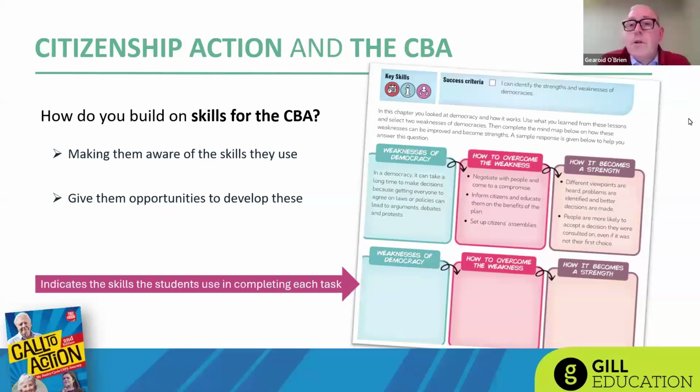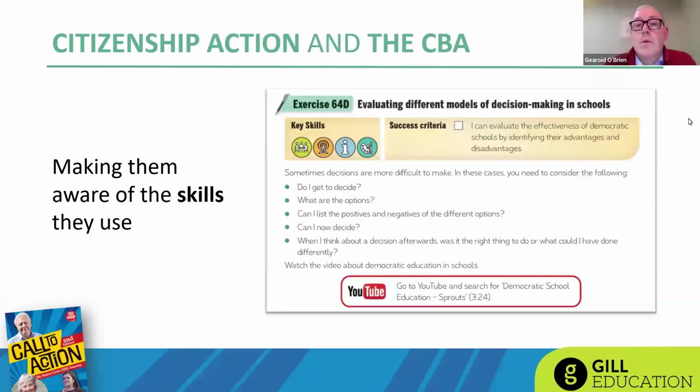So for example, in this one, we can see that the key skills are identified at the beginning: managing myself, managing information and thinking, and being literate. Likewise, there's another example here where you can see the skills identified: working with others, communicating, managing information and thinking, and being creative. As you're teaching them, even before you get to the CBA, it's worthwhile pointing out what skills they used here. It makes it a lot easier for them to identify them when they go to write it up.